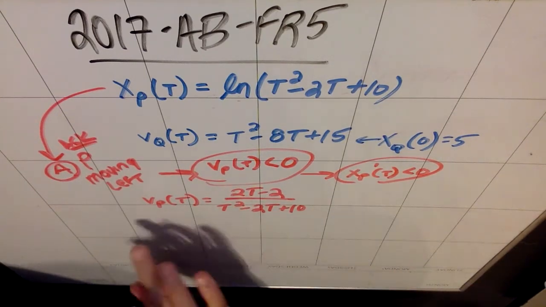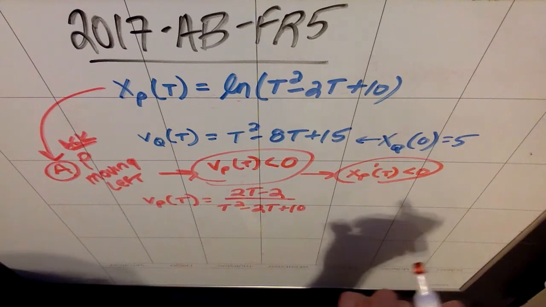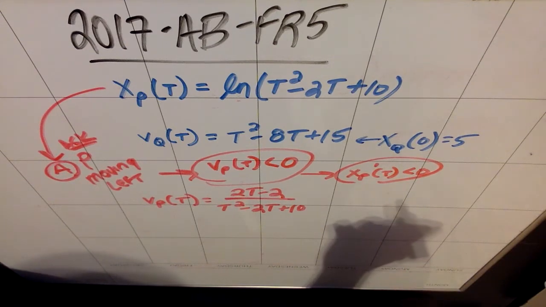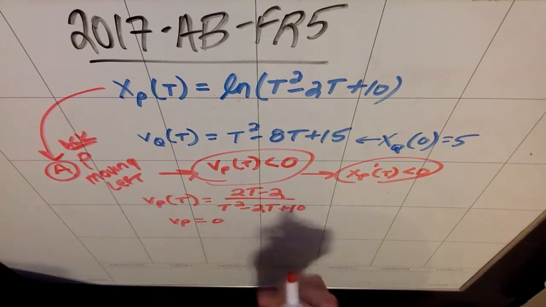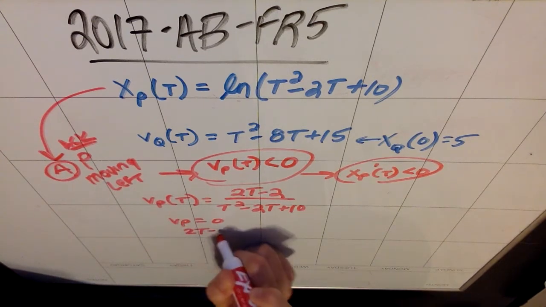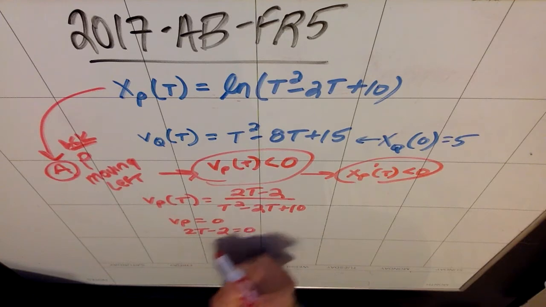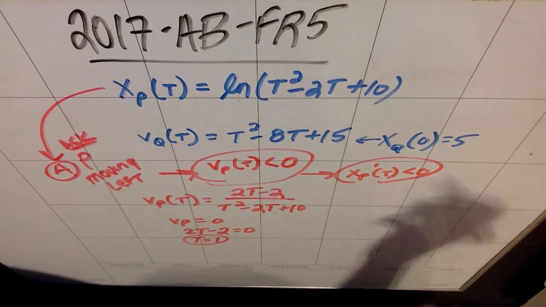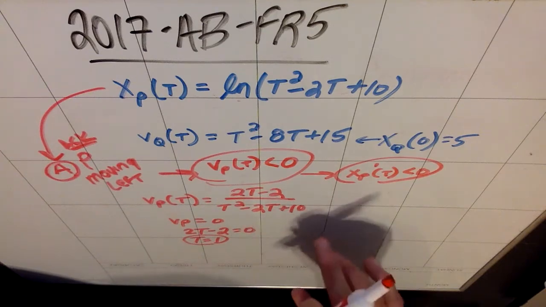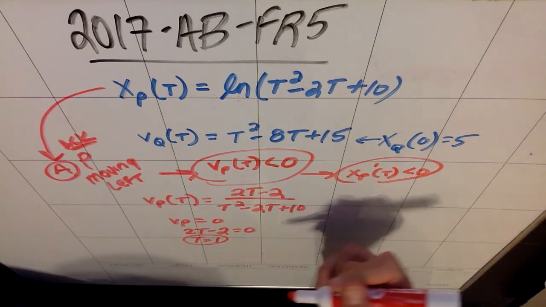So in order to find when this thing is negative, I need to first start by finding when this thing is equal to 0. So vp would equal 0 when the top equals 0: 2t minus 2 equals 0, which is when t is 1. I do also need to pay attention that there aren't any domain restrictions on the bottom. But you can double check.